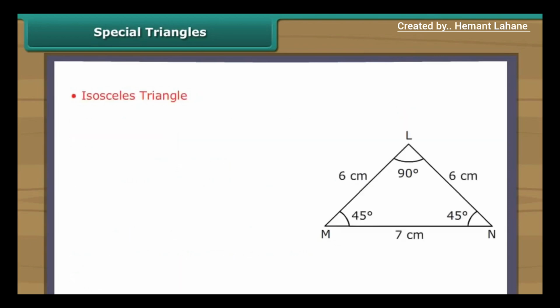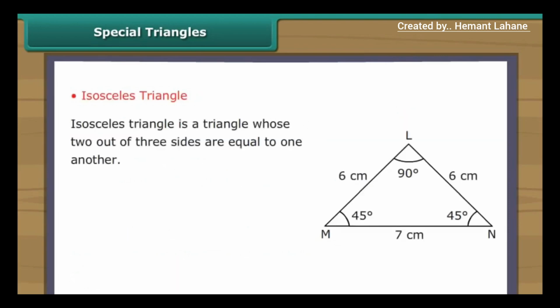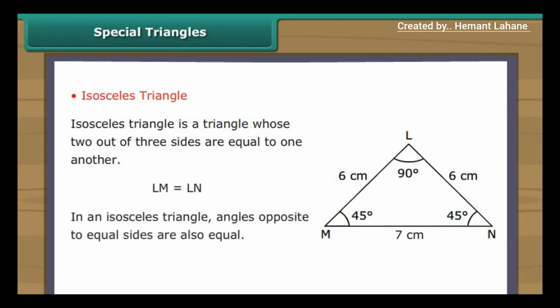Isosceles triangle. Isosceles triangle is a triangle whose 2 out of 3 sides are equal to one another. In triangle LMN, LM is equal to LN. In an isosceles triangle, angles opposite to equal sides are also equal. In triangle LMN, angle LMN is equal to angle LNM.